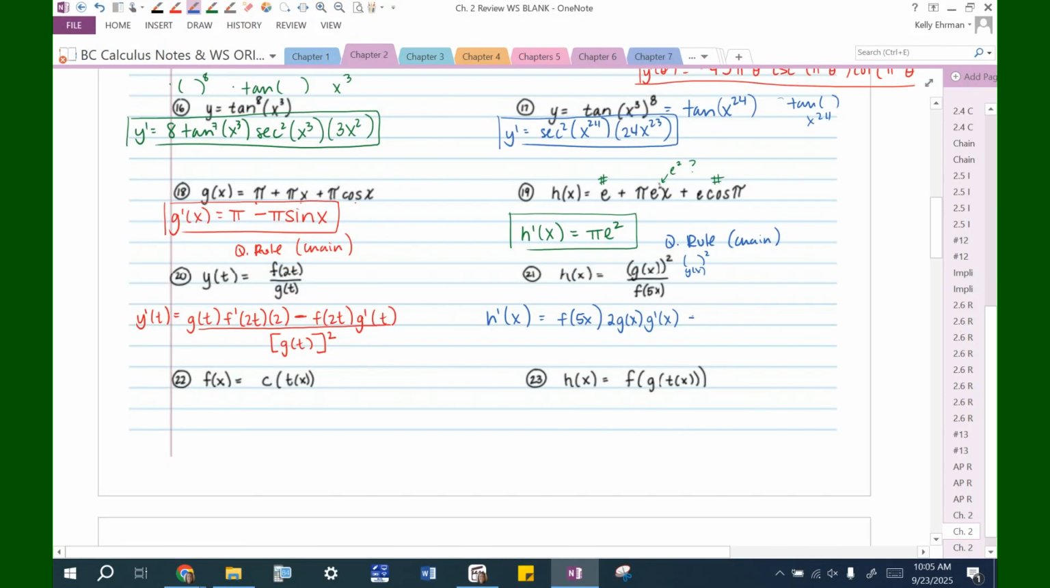Low d high minus high d low, f prime of u times u prime, all over low, low. I like using brackets when I have parentheses involved. It's like same thing here, but it doesn't matter.